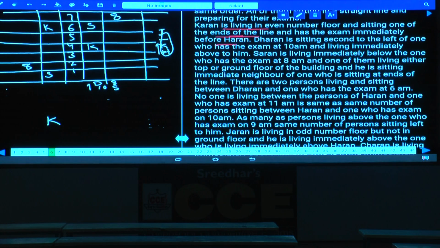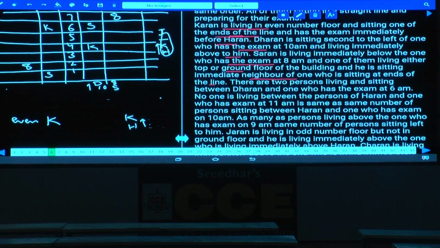Karan is living on an even number floor and is sitting at one of the ends of the line and has the exam immediately before Haran. Dharan is sitting second to the left of the one who has the exam at 10 a.m. and living immediately above him. Saran is living immediately below the one who has the exam at 8 a.m. and one of them is a top R, and he is seated to the immediate neighbor of the one who is seated at the ends of the line.